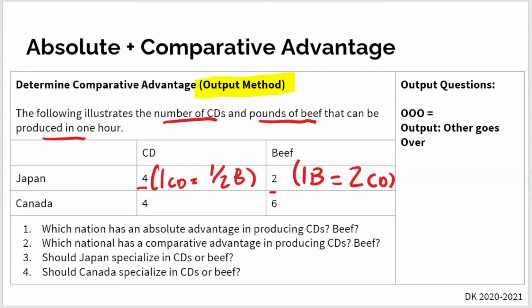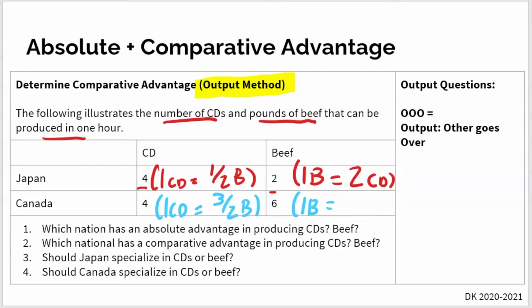Right? So let's do it for Canada, right? So here, if we're looking at CDs, well, what's the other good? Well, the other good is beef, right? So we take 6, divide it by 4, which is 3/2 or 1.5 beef. And then here we do it, right?